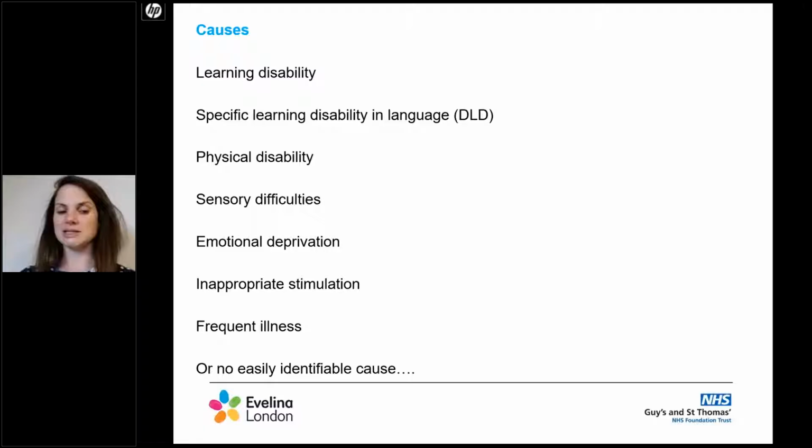At the bottom of the list there, you'll see frequent illness. So we do know that some children who have long-term illness and are in and out of hospital have lots of other appointments. Sometimes their health just takes priority, which can impact on their language learning as well.